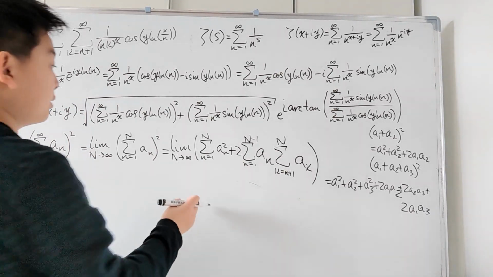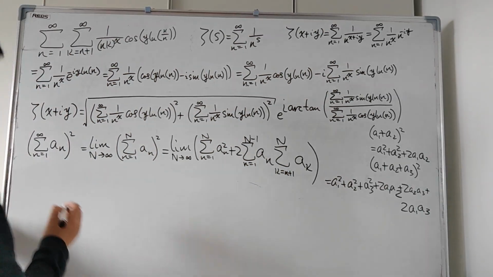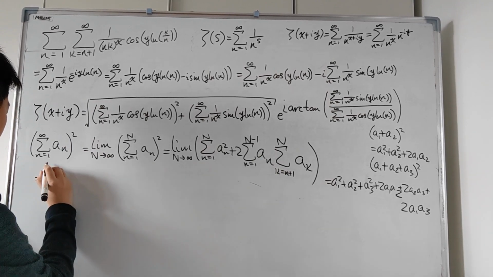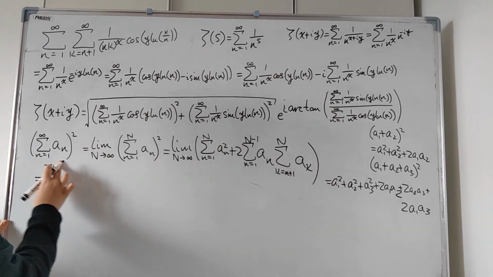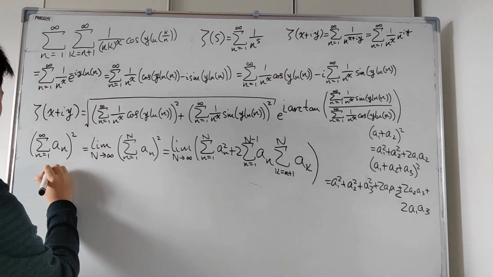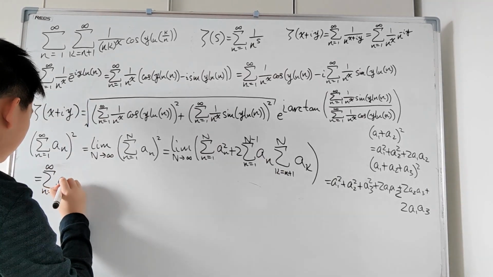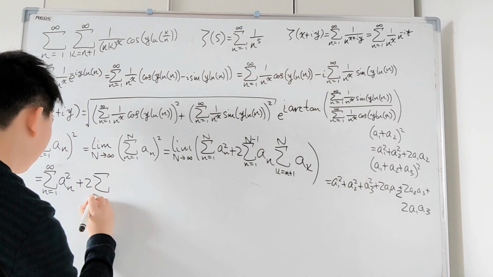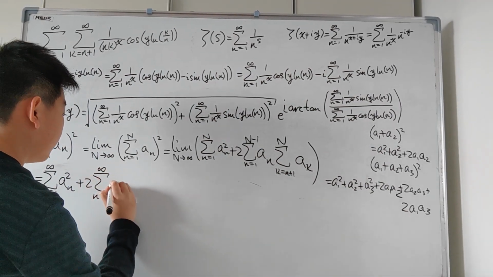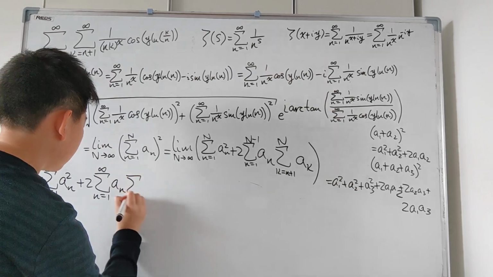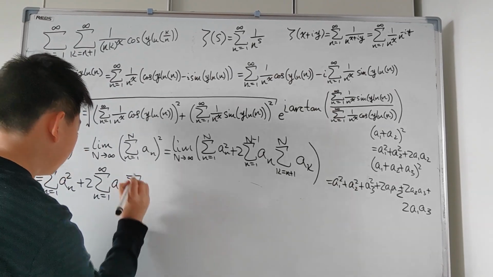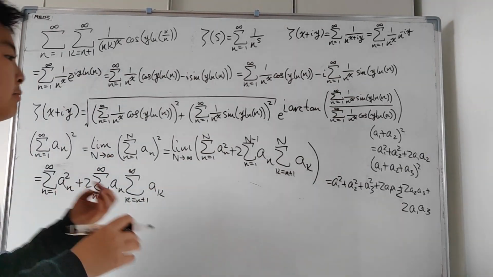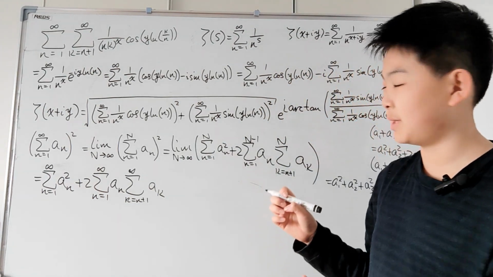What we can do now is plug in infinity to all of these, and we will get, in the end, a sum starting from 1 to infinity of a_n squared, plus 2 times the sum from 1 to infinity of a_n times the sum for k equals n plus 1 to infinity of a_k. Okay, it's a little bit mind bending, but so far it probably shouldn't be that bad.